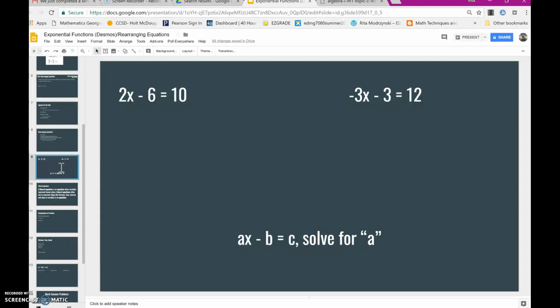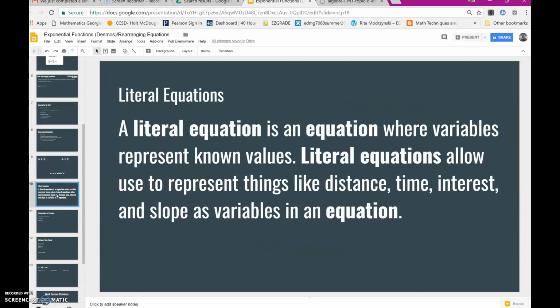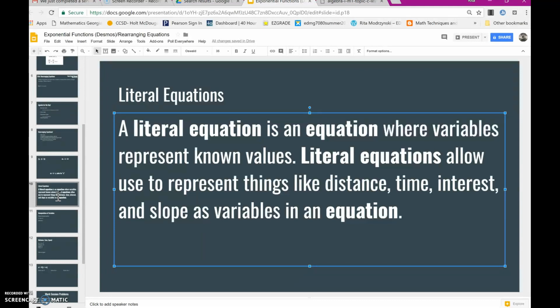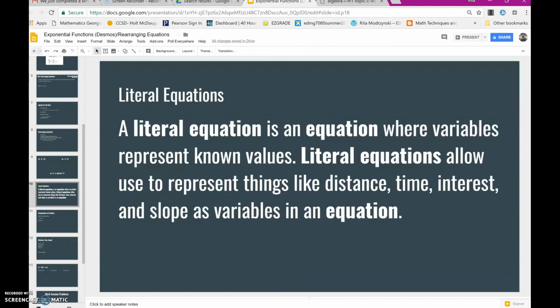Actually, before we do that, this type of equation where you have variables is called a literal equation. So a literal equation is an equation where variables represent known values. Literal equations allow us to represent things like distance, time, interest, and slope as variables in an equation. We've looked at a lot of literal equations. Slope-intercept formula is a literal equation. The quadratic formula is a literal equation. If you're a science person, the formula to find distance is a literal equation. To find the velocity, to find anything pretty much that has more than one variable is considered a literal equation.